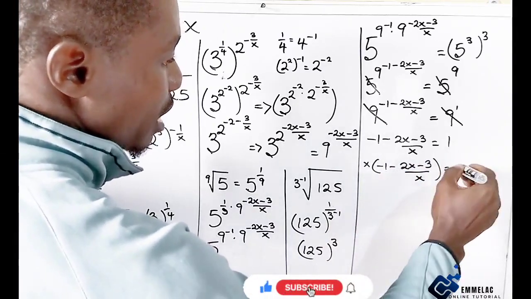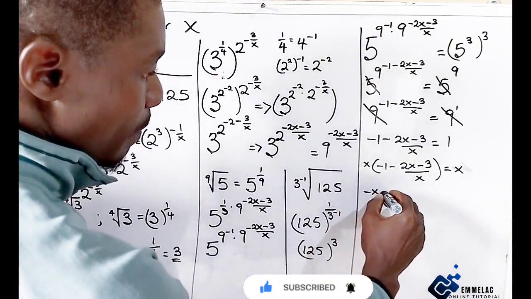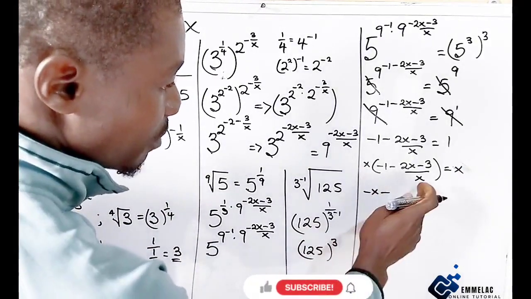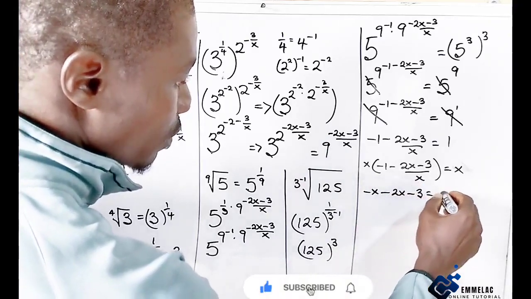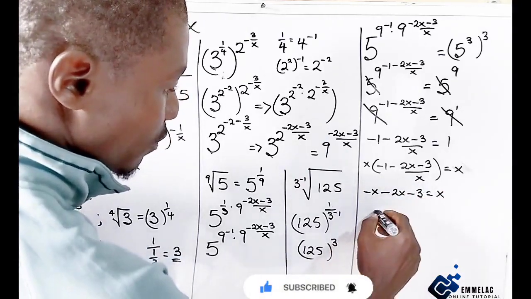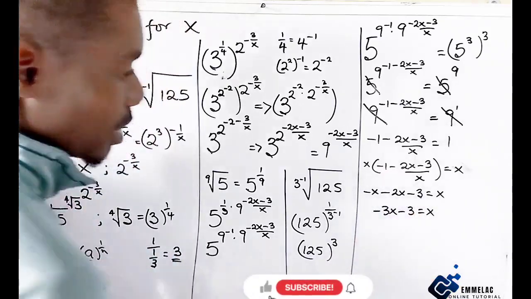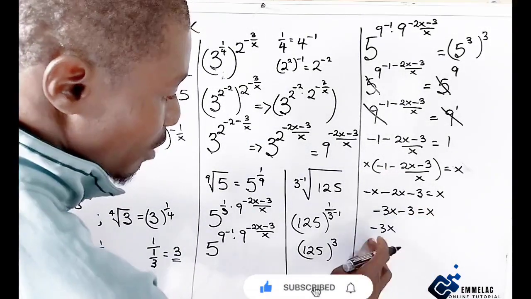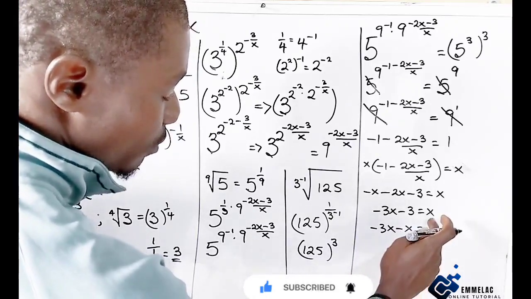So here we have just x. By so doing, here we have minus x. Now this x we eliminate, so we are left with 2x, then minus 3 equals x. So when we minus x minus 2x, it will give us minus 3x minus x, minus 3 equals x.